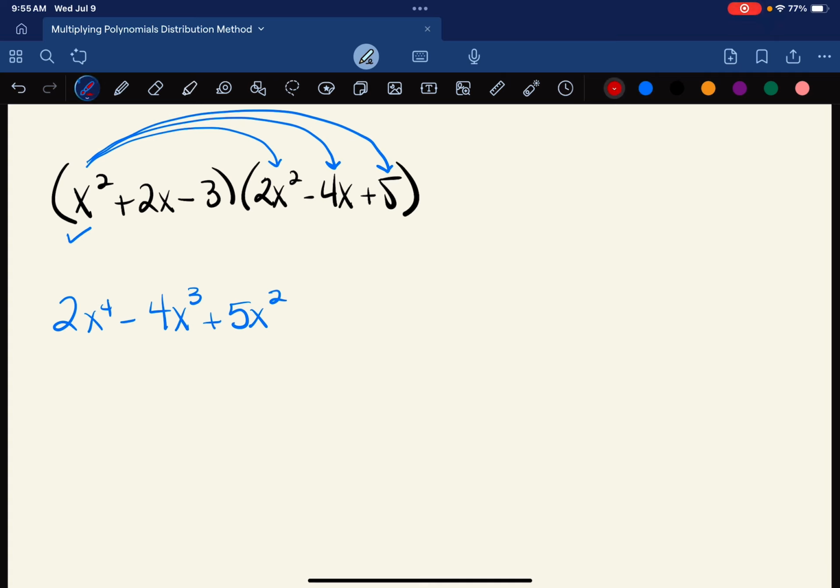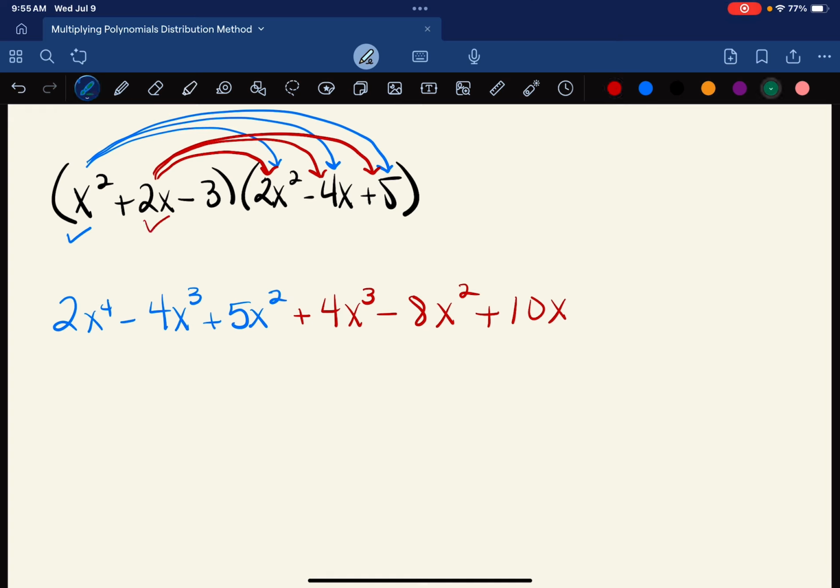Now we need to distribute our 2x. So we've got this 2x times 2x squared, which will give us a plus 4x cubed. Then we have 2x times our minus 4x, which will give us our minus 8x squared. And then we have our 2x times 5, which gives us a plus 10x. So we took care of this 2x term. Now we have one more term to distribute.